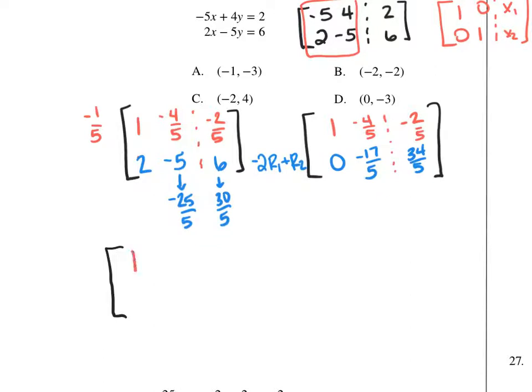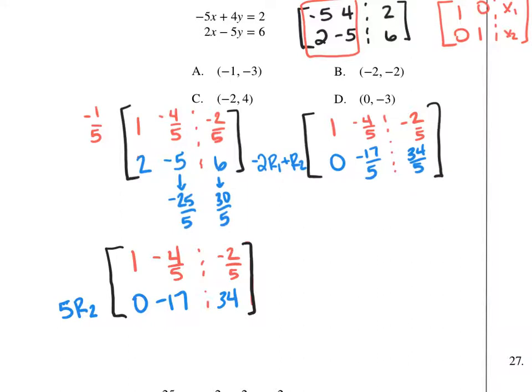So here's what I get. 1, negative 4/5 at the top, negative 2/5 here. I'm going to multiply that bottom row by 5. I want it to be positive, well, it's 5 in general. So 5 R2, and I get this. 5 times 0 is 0. 5 times the negative 17/5 is negative 17. And 5 times 34/5 is positive 34. So I just got rid of the fraction by multiplying by 5.